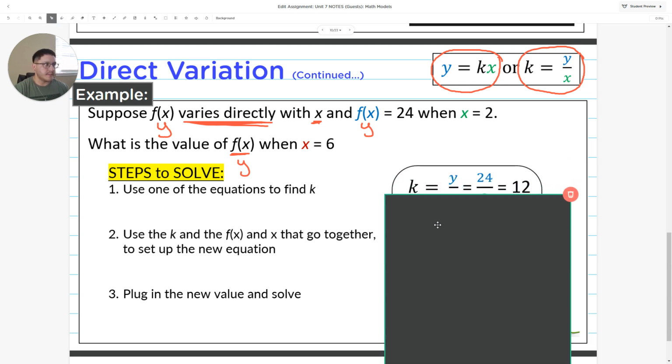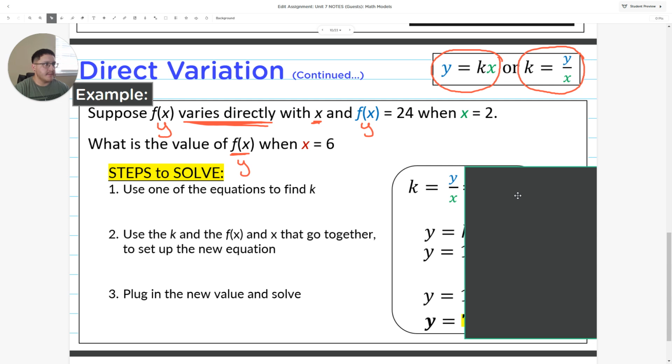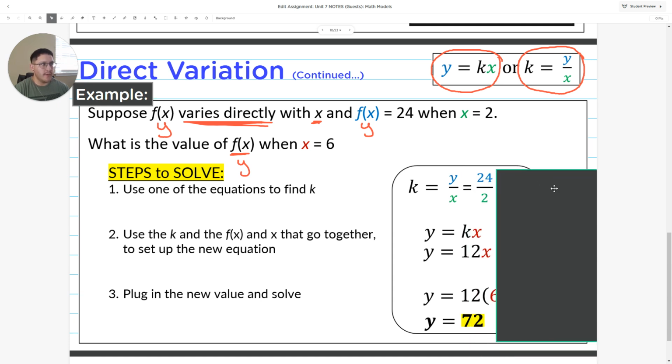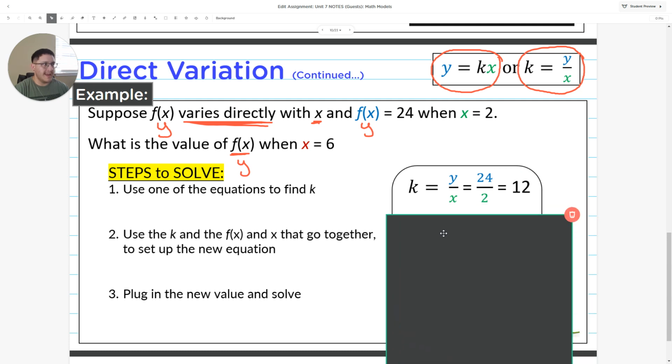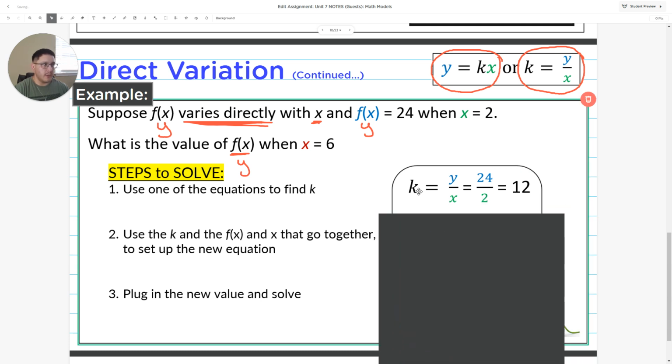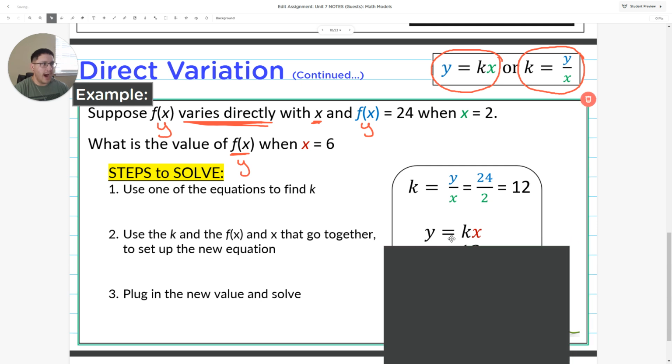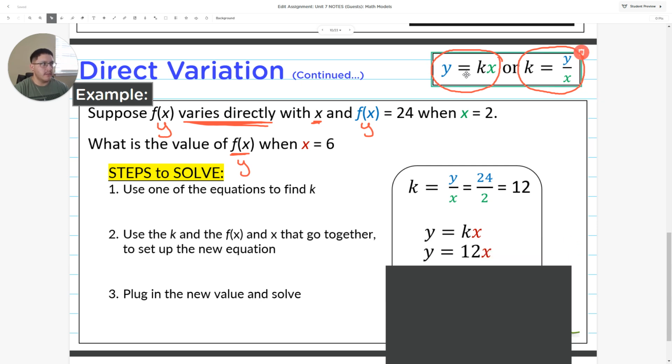So now remember, k is y divided by x. We know the y value, 24, and we know the x value, 2. So 24 divided by 2 is 12. So k equals 12. Now we're going to use k, and the f of x and x that go together, to set up the new equation. So y equals kx. The new equation is y equals 12x.